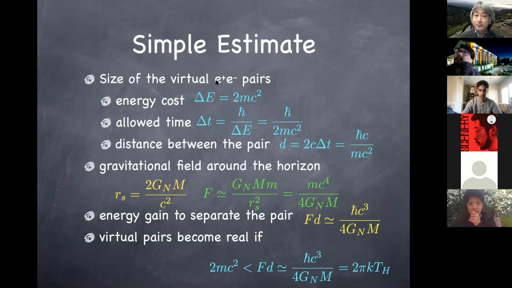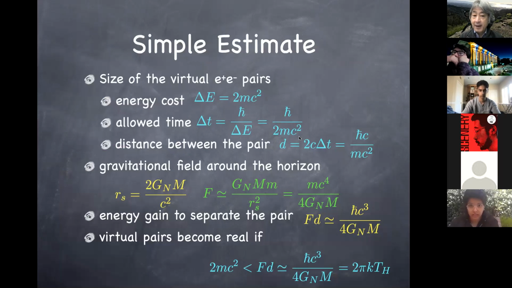So we talked about these virtual pairs of particles. Let's say electron-positron to be concrete. And we talked about the fact that there is an energy cost to create these virtual electron-positron pairs, at least 2mc². Therefore, you have to return this energy within an allotted time of Δt given by ħ over ΔE, namely ħ over 2mc².